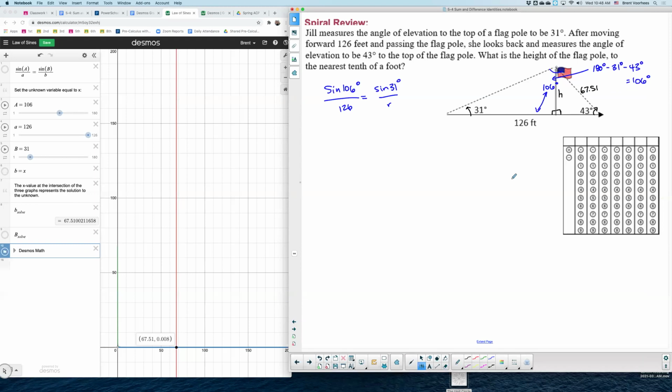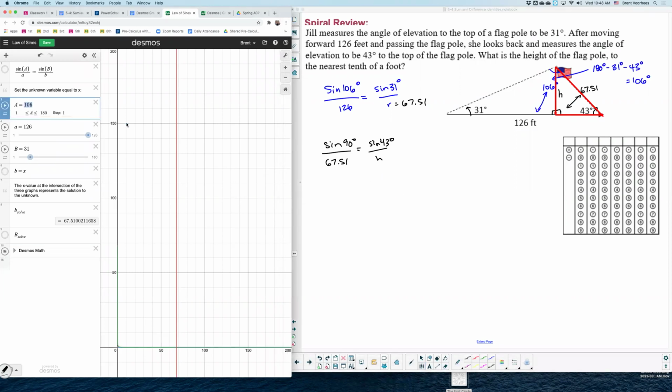So I come over here and say 67.51 is that length. And so now that I have that, I can come back and solve using this half of the triangle. I can just stick with the law of sines since I'm right there. We now have a completed set, and I'll use this one. So we got here that that is equal to 67.51. And now I will say that sine of 90 degrees over 67.51 will equal sine 43 degrees over the height. And I'll do this calculation and we should have our solution.